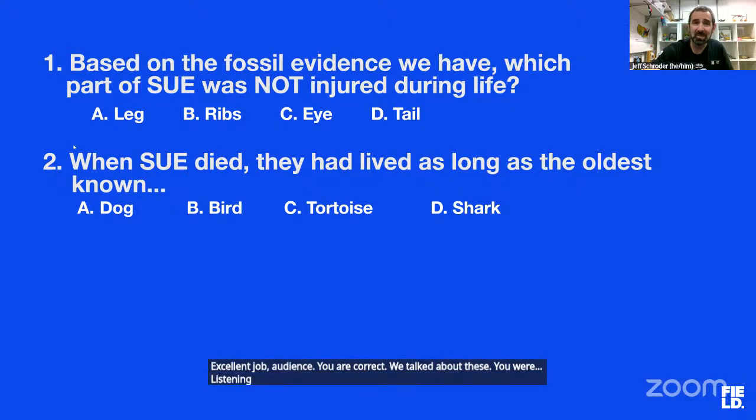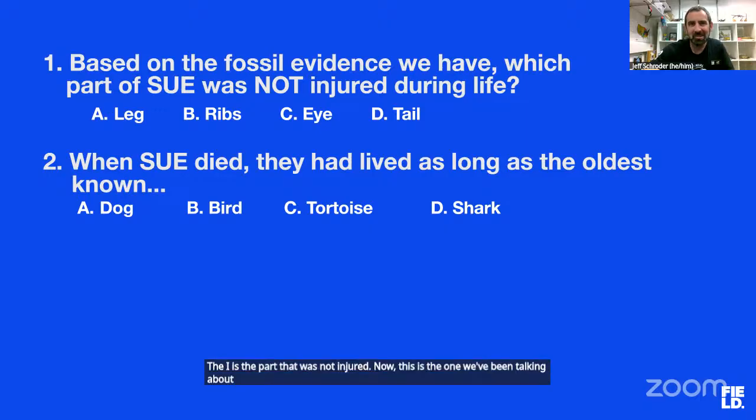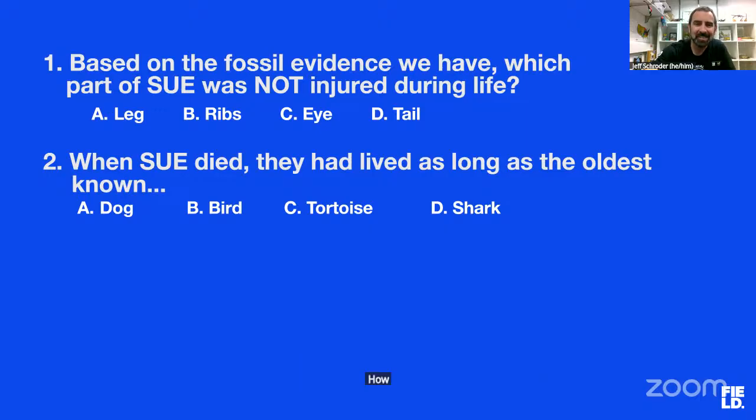You are being good listeners today. I can tell from these polls. The eye is the part that was not injured. Now, this is the one we've been talking about this whole time, the age. How about this? All right.